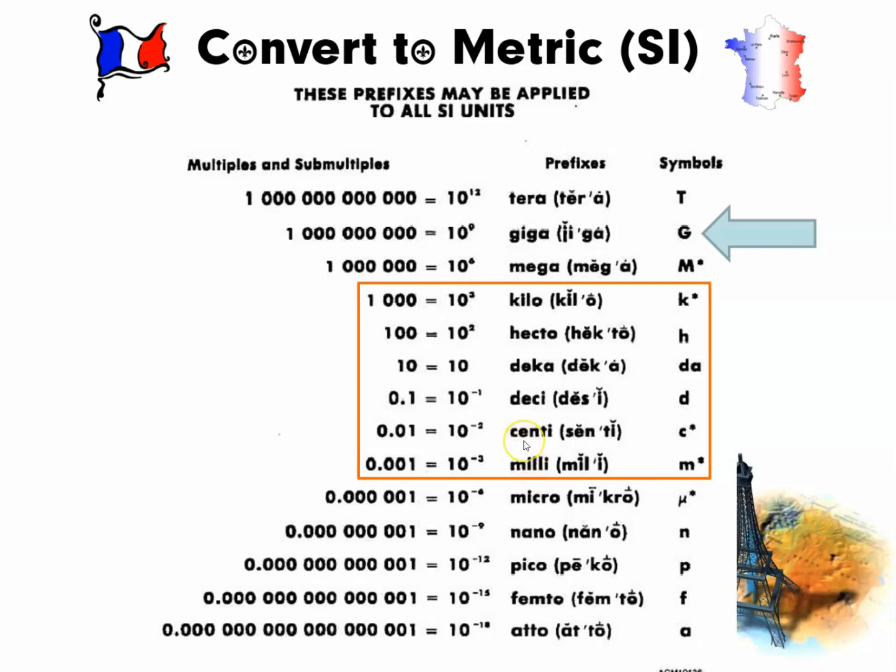If I have 1 centi cookie, cookie being the base step comparable to a meter, I have 1/100th of a cookie. We're looking at crumbs that I have.